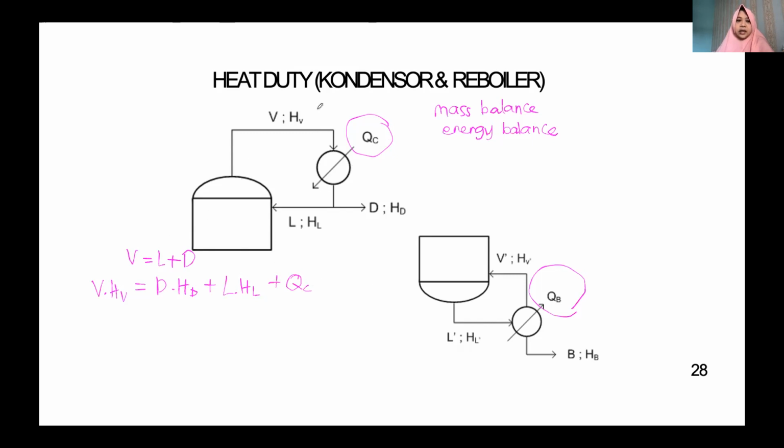So the idea is the energy inside the vapor should be withdrawn by the heat duty of the condenser, using cooling water, for example, and the remaining enthalpy, or the remaining energy, is in the distillate and also in the liquid.